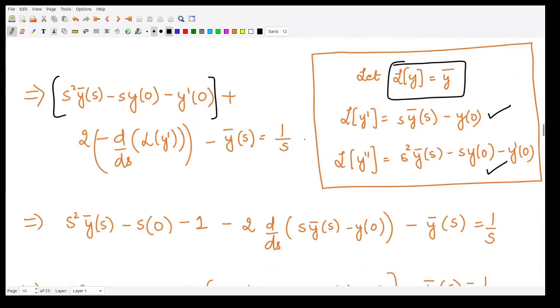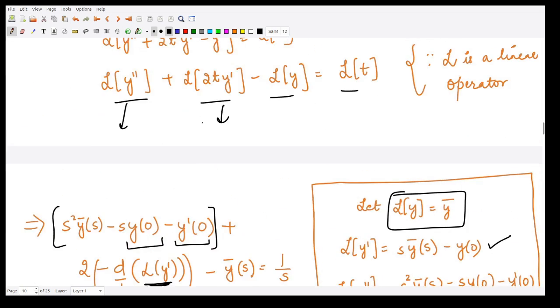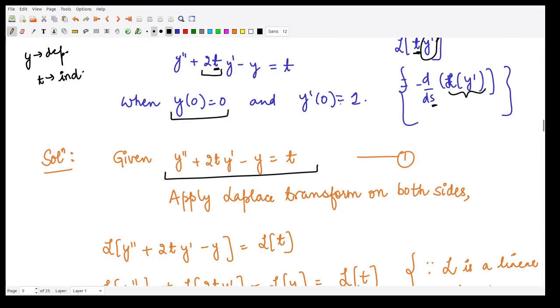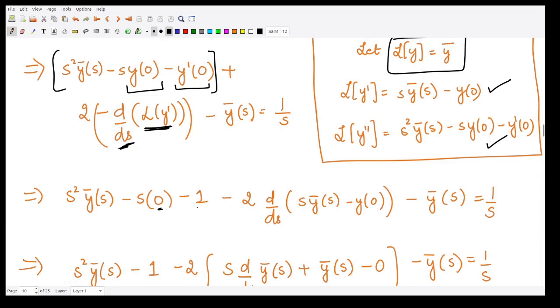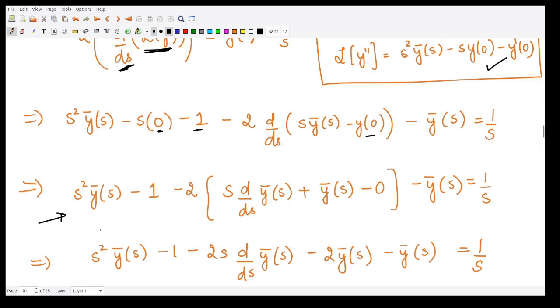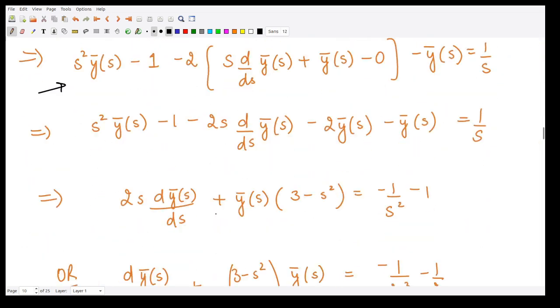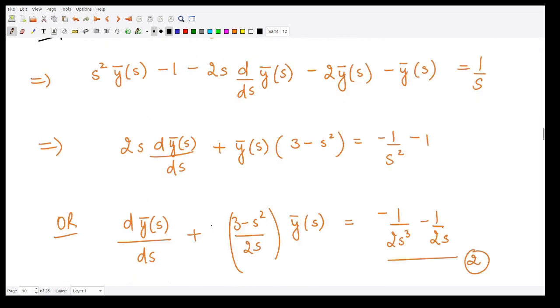So here you will obtain the Laplace transform of y dash and you have to perform its derivative with respect to s. You can substitute the constants here. These are given to you in the equation: y of 0 is given to be 0 and y dash of 0 is given to be 1. When you substitute these quantities here and here also, you obtain this term. Now when you simplify this in terms of y bar, at the end you will get a first order differential equation in y of s.